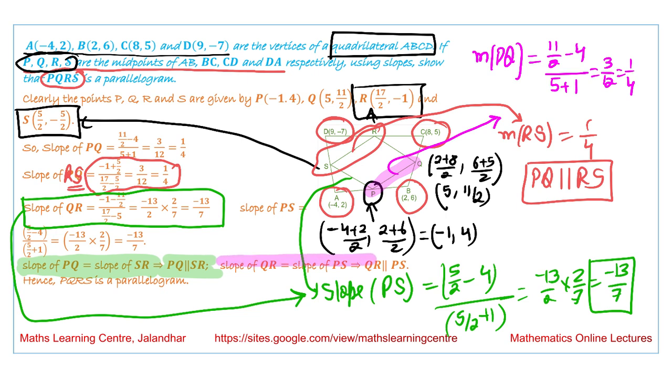The slope of QR is equal to the slope of PS. So we obtain QR is parallel to PS. Combining both these results, we are saying that the opposite sides of this quadrilateral are parallel. So PQRS is a parallelogram.